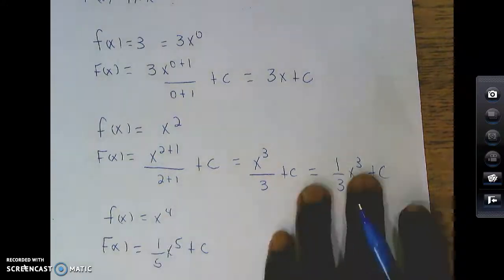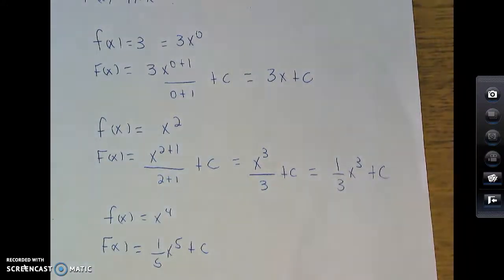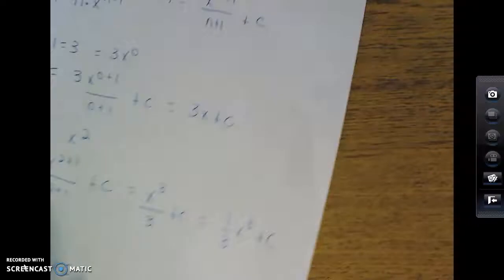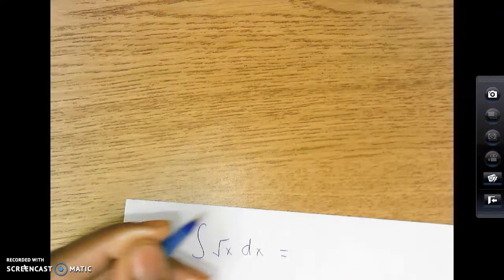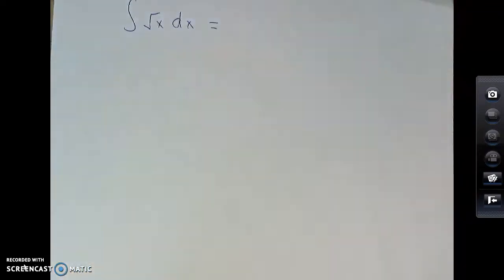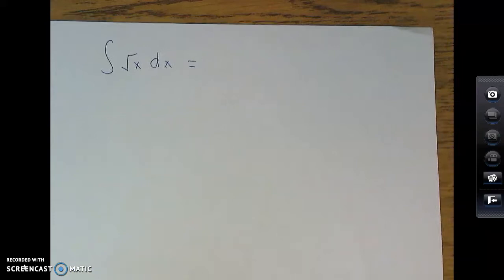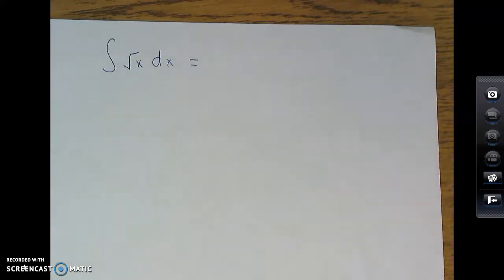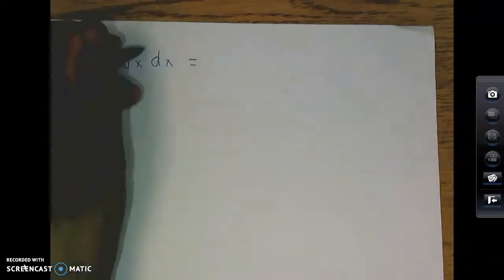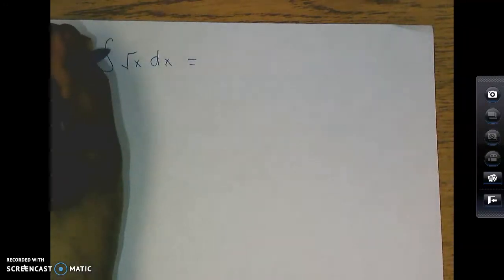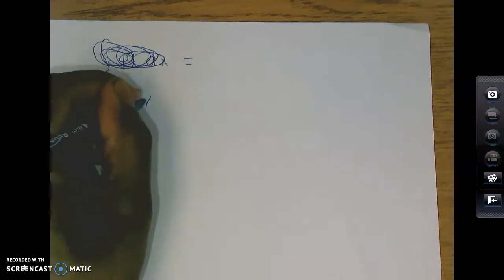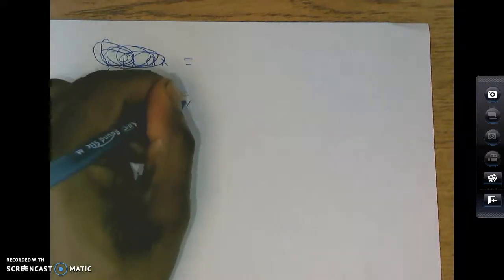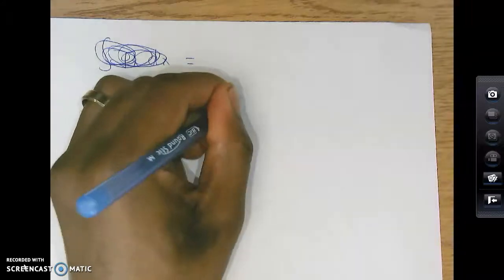Alright, so now let's make this just a tad bit interesting. What if we had the square root of x? So now I have the square root of x. So if I have the square root of x and I want to integrate that dx, well, that's going to be equal to what? Well, the square root of x is not written as x to a particular power right now, but can we do that? Of course we can. We can rewrite this as x to the 1/2 power.